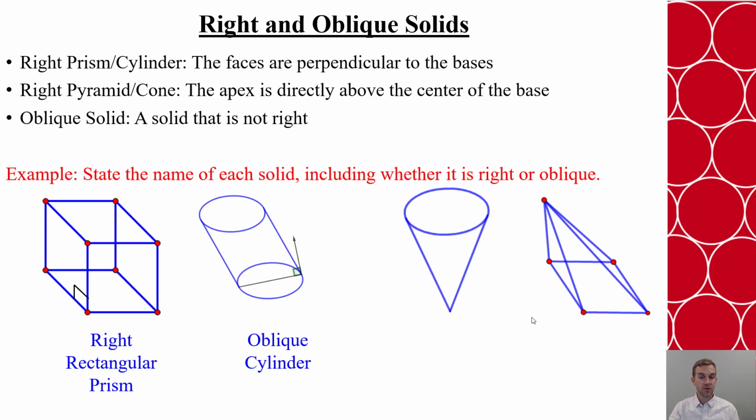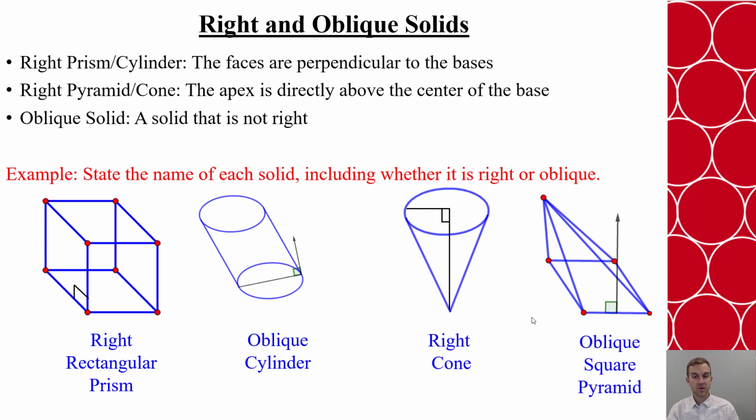If I look at my third example, the cone, I can see that the apex of the cone is at the dead center of the cone. So this is a right cone. And then in my fourth example, it is a pyramid. But if I think about where's the center, I can see that the apex is off center. So therefore, this is oblique, and this could be a square pyramid.